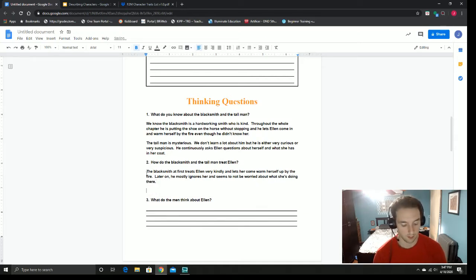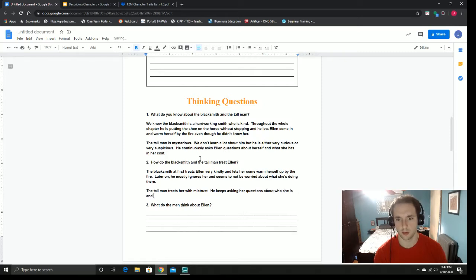Right. The tall man, on the other hand, and we mentioned this before, he treats her suspiciously. He treats her with a lot of mistrust. He tries to figure out what she's doing. So he treats her with mistrust. He keeps asking her questions about who she is and what she's doing and what is under her jacket. And that's basically how he treats her.